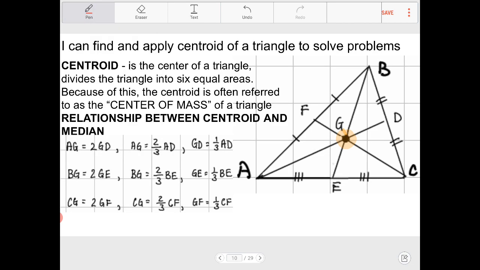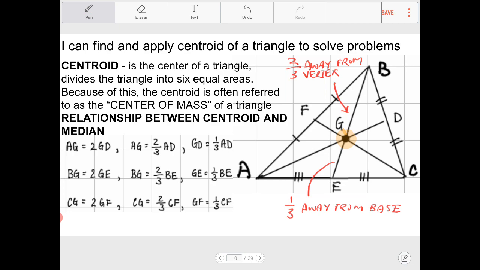So the centroid will be 1/3 away from the base, and it will be 2/3 away from the vertex. This is the way to remember it. So if something is 1/3 of the entire median and another segment is 2/3 of the entire median, that means the 2/3 portion must be twice as long as the other portion.